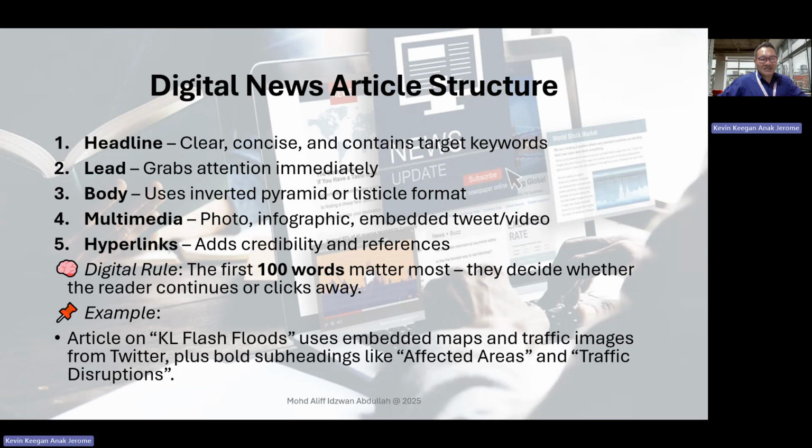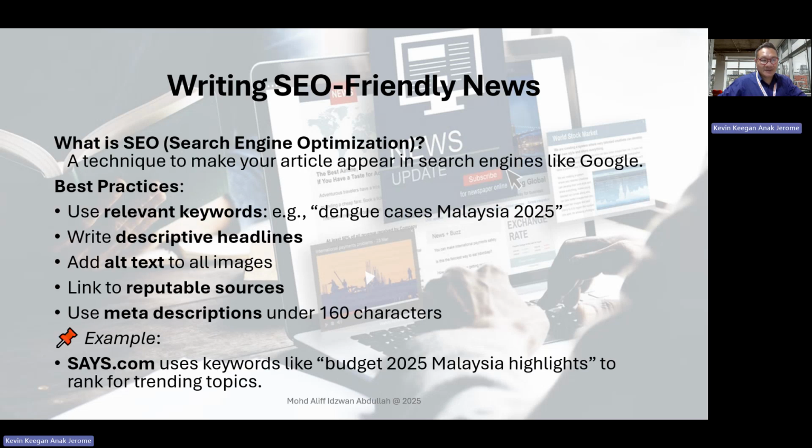Article structure: headline, lead, body, multimedia, hypertext, and the first 100 words matter the most. That means your hook must be powerful. Your hook for online news must be combined with a good picture and good caption. SEO: relevant keywords, descriptive headline, alt text, reputable sources, meta description. Says.com uses keywords like Budget 2025 Malaysia highlights to make it a trending topic.